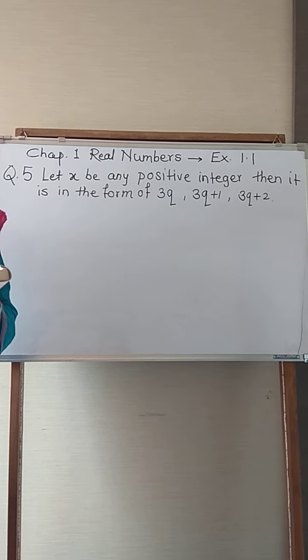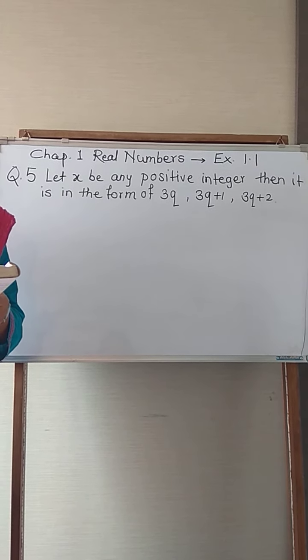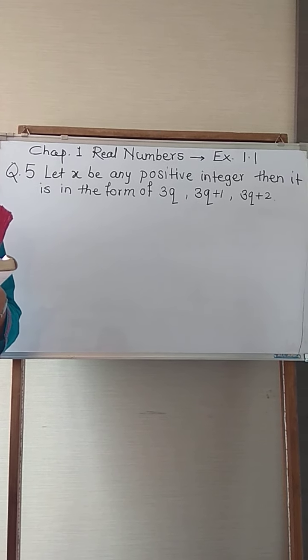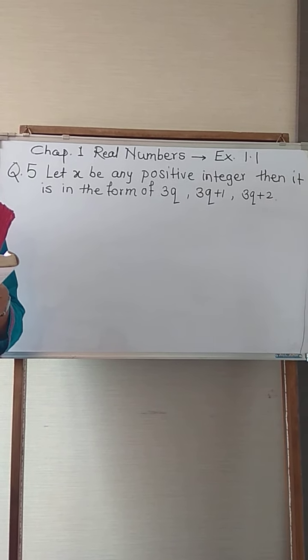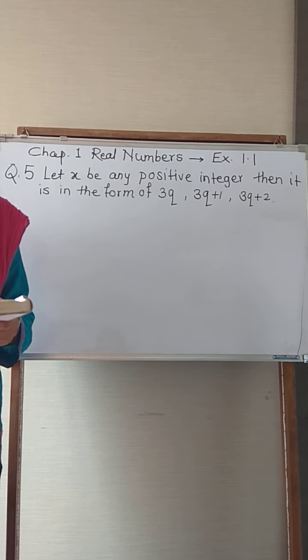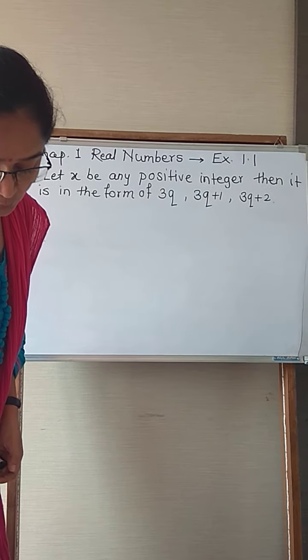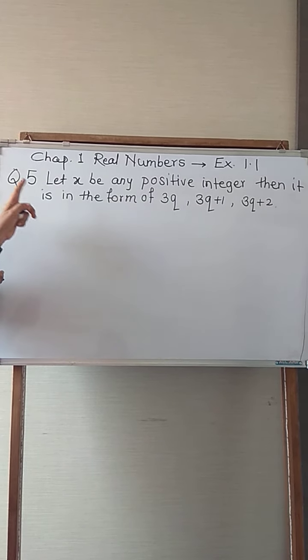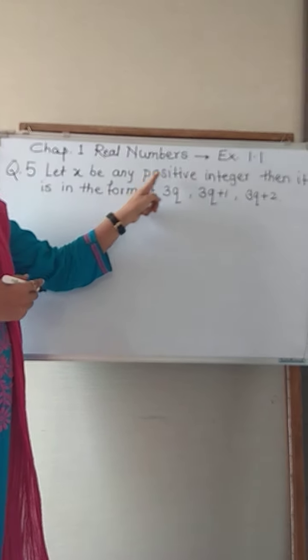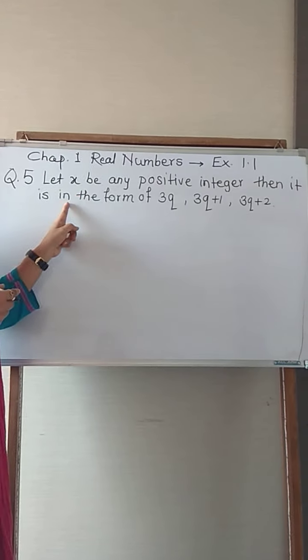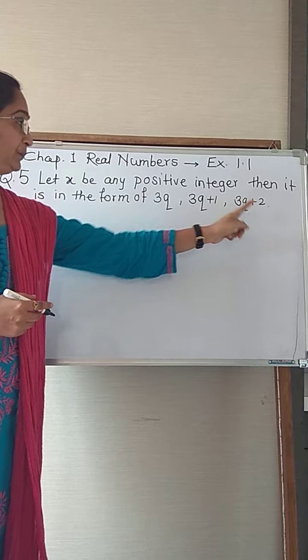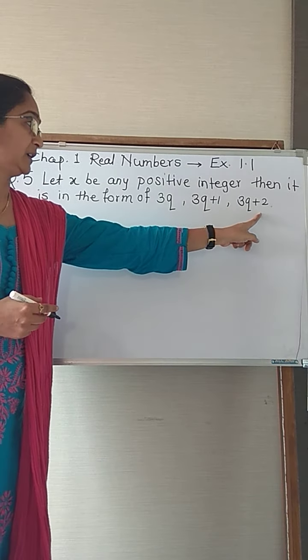Now question number 5. Use Euclid's division lemma to show that the cube of any positive integer is of the form 9m, 9m plus 1 or 9m plus 8. Here we have to show this for the cube of any positive integer. For that, let x be any positive integer, then it is in the form of 3q, 3q plus 1, or 3q plus 2. These are the positive integers.